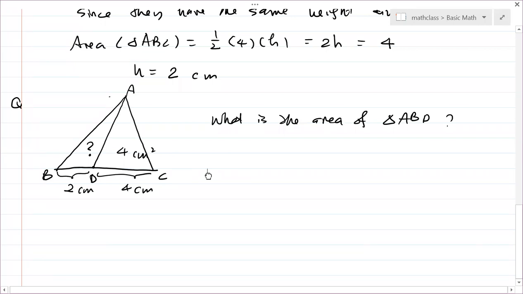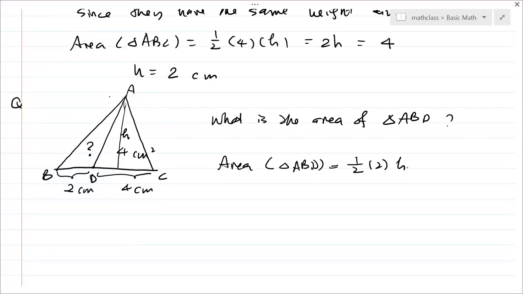Now, what do you need? I want to calculate the area of the triangle on the left-hand side. You need the height. Can you get the height? Well, the two triangles share the same height. This is h. H is the height for both triangles. First of all, the area of triangle ABD is going to be half of the base times the height. So if you know the height, you can solve the problem.